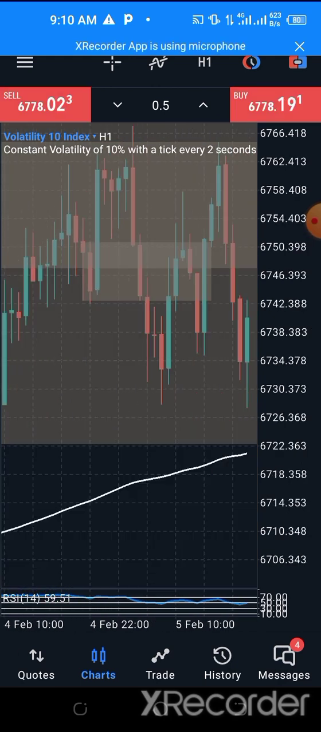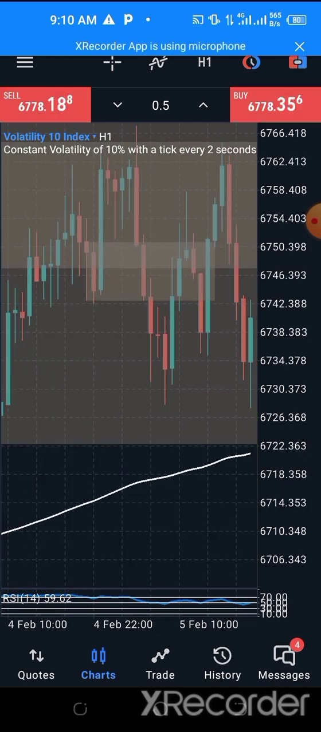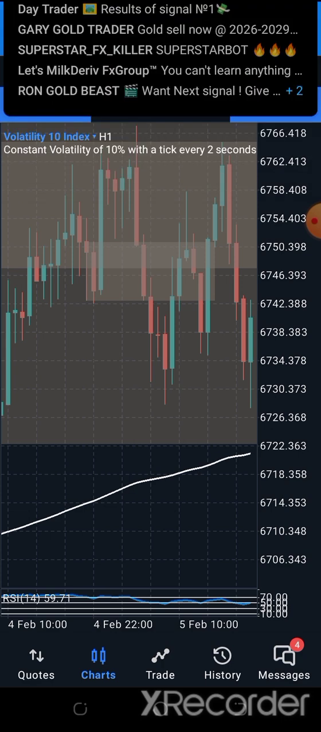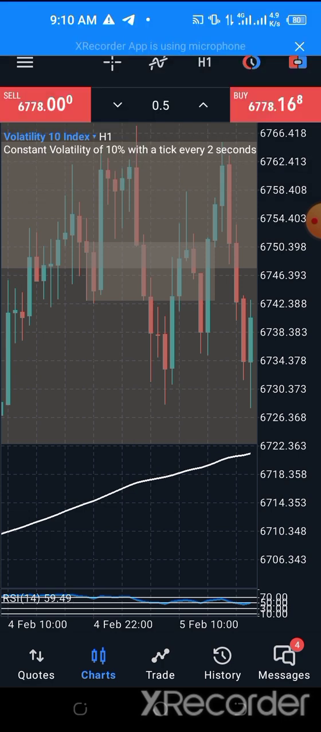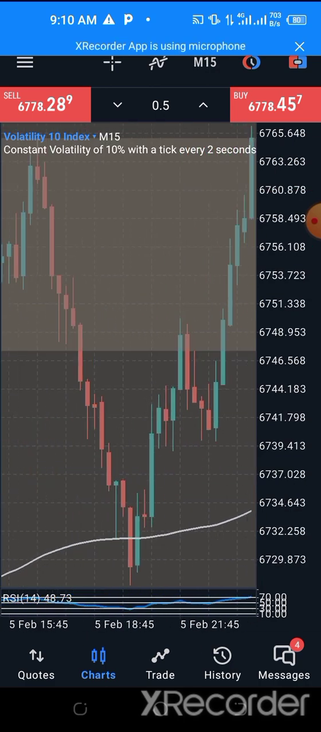Now we have a breaker block already, and this breaker block will still go down to our 15-minute time frame before we take a decision. I don't normally take decisions in 1 hour because I don't have much equity to take care of the drawdown. 1 hour drawdown can be very massive. So I go down to my 15 minutes.